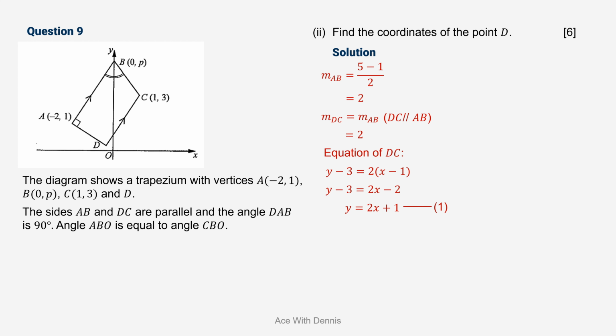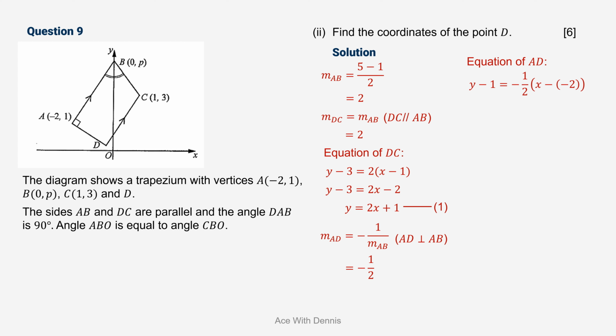Next, we move on to find the equation of the line AD. So, the gradient of AD is negative 1 over the gradient of AB because AD is perpendicular to AB. And the value will be negative half. So, now form the equation of AD.